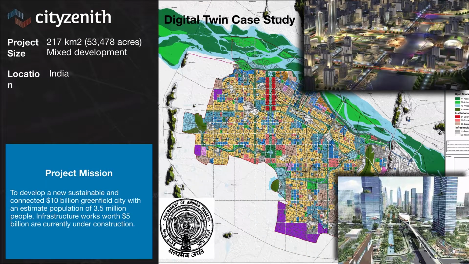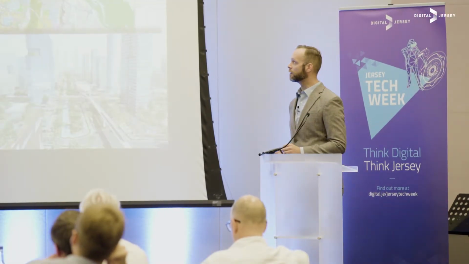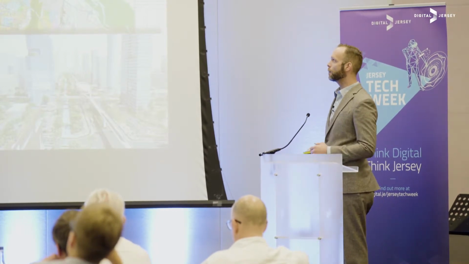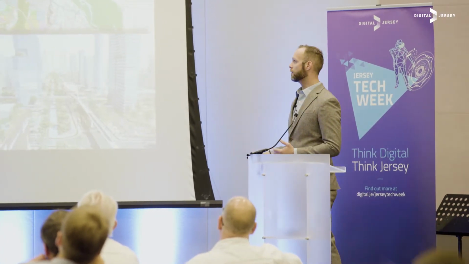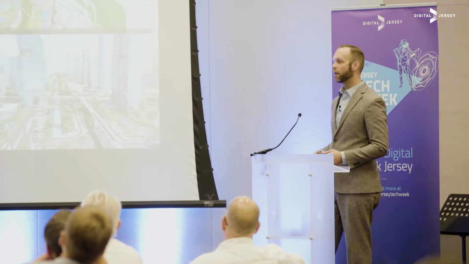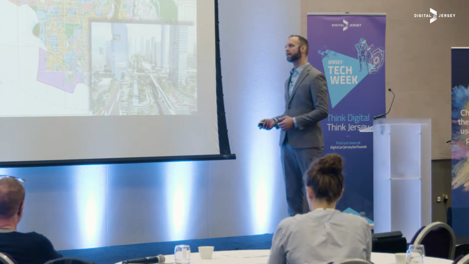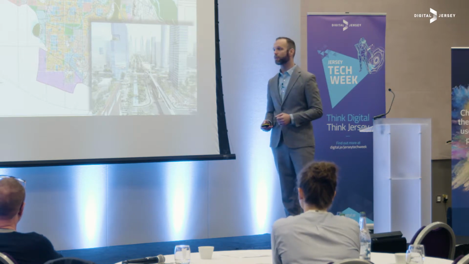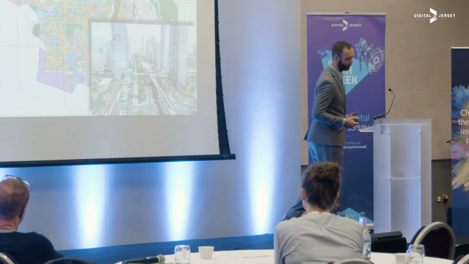This project is probably one of my favorite. It's definitely the biggest one that we have so far. It's in Ahmedabad, India, and it's 217 square kilometers. It's a mixed development mega project. Right now, it's all farmland, cow pastures, but when it's done, it's going to be a new sustainable, connected, greenfield city with an estimate of over 3.5 million people. That makes it larger than the city of Chicago, where I'm from.